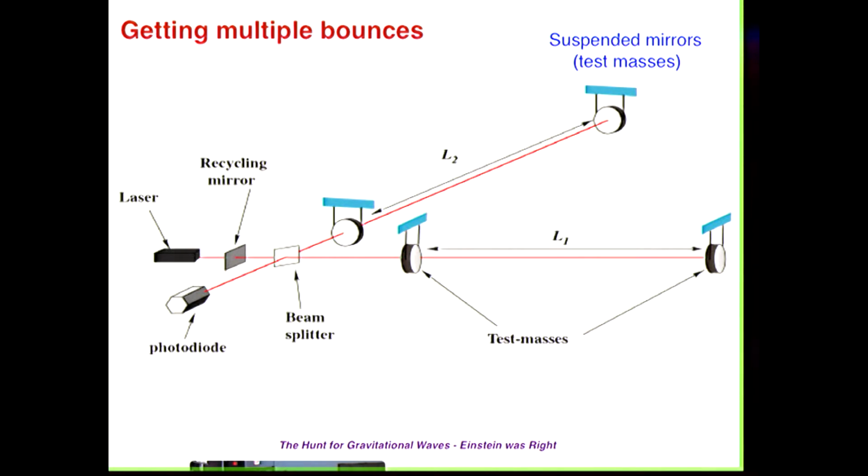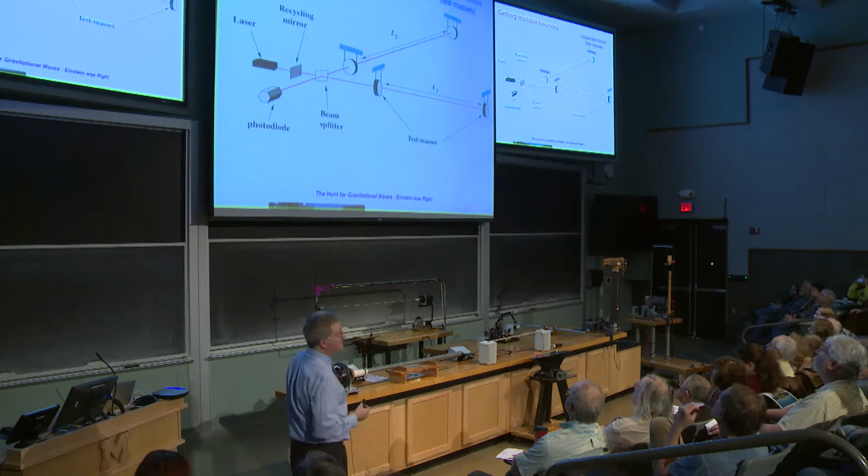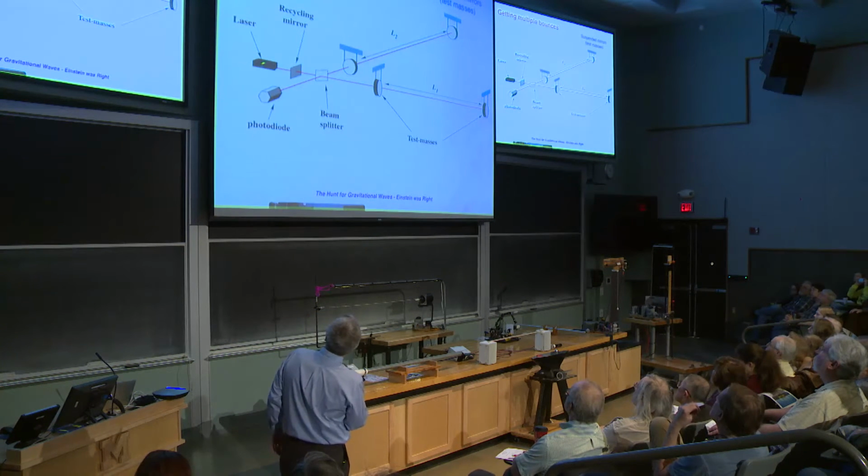So here's a cutaway diagram of initial LIGO. And the final advanced LIGO is a little bit more complicated than this, but the essence of it is still the same. We have these mirrors that are suspended as pendula, so they're isolated from the ground. We have light that comes in from the laser. It hits this beam splitter, and half the light goes this way, and half the light goes this way.